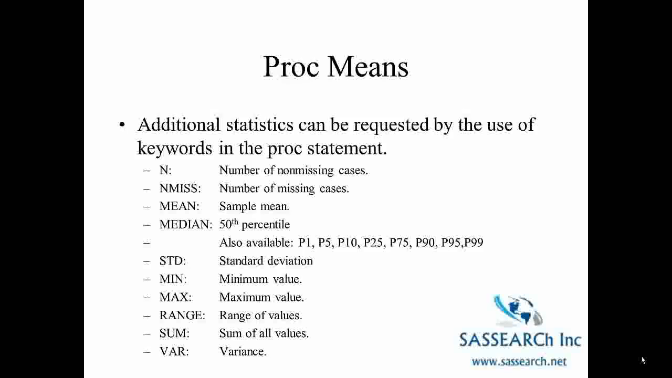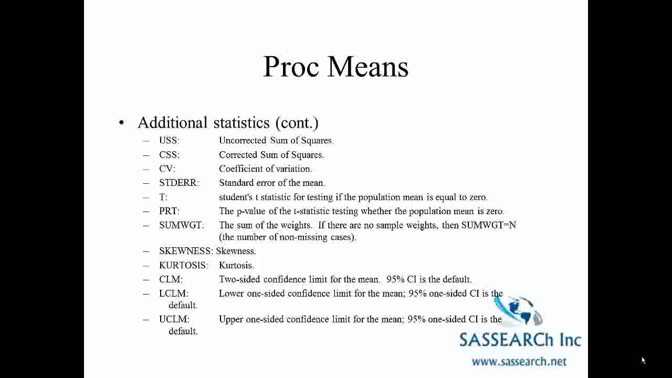Another option is NMISS, which gives the number of missing cases. The mean, you can request the median, you can request the range, you can request the sum, which basically sums up all observations for a particular variable. Other statistics that are of interest, the standard error of the mean, STDERR. You could request the Student's T statistic for testing if the population mean is equal to 0. So you can use PROC means to do a one-sample t-test. You can also request the p-value of the T statistic, testing whether the population mean is 0.